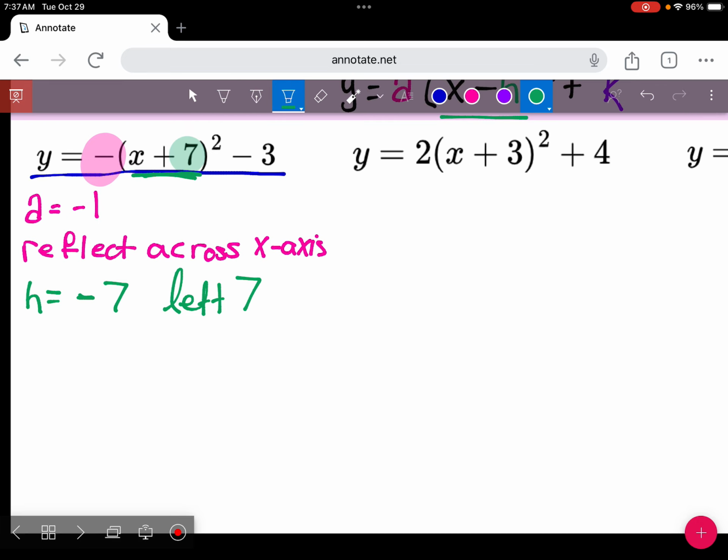That's that guy. And then what about our K? Yeah, our K is -3. It's this guy on the end over here. That's not the highlighter. That guy. There we go. So K is always just tucked on the end. So this is going to go down 3.